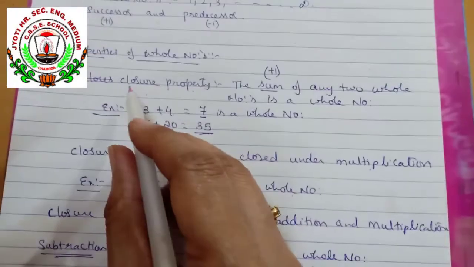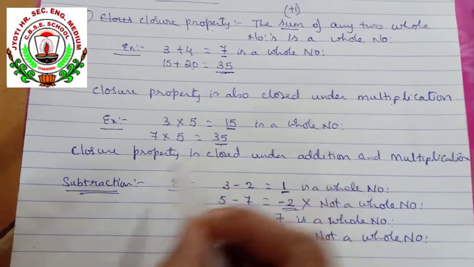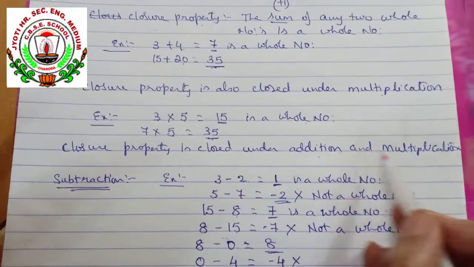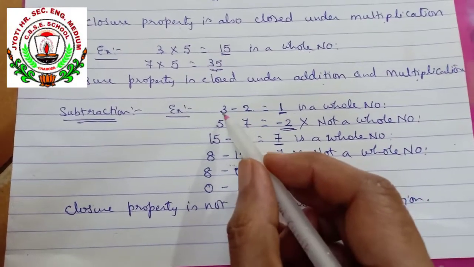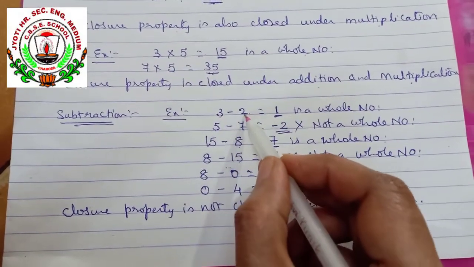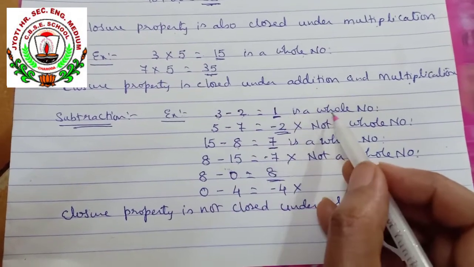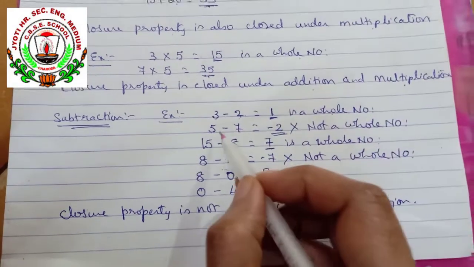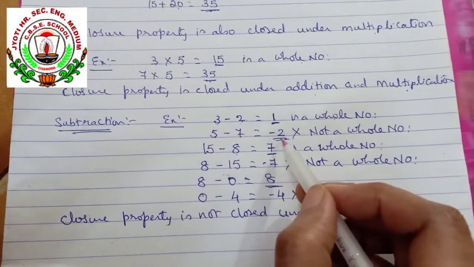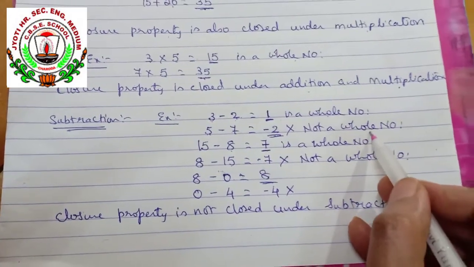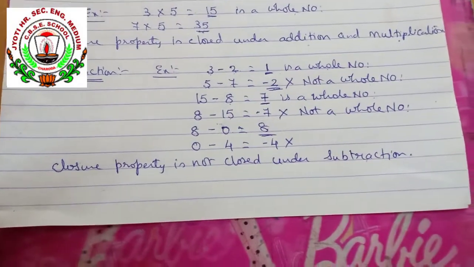See here, closure property is closed under addition. It is closed under multiplication. But in the given examples, when a smaller number is subtracted from a bigger number, the answer which we are getting is a whole number. But in the reverse, when we are subtracting a bigger number from a smaller number, the answer which we are getting is not a whole number. So closure property is not closed under subtraction.